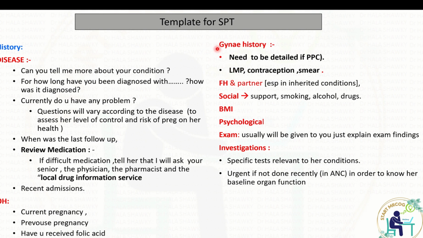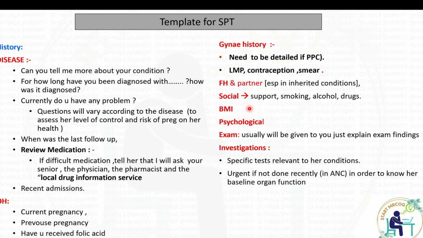However, if it is a preconceptional counseling station, it should be asked in detail, because you evaluate her fertility by asking about the last period and the method of contraception, because if the patient is not ready for the pregnancy, she needs to continue on the contraceptive method. Smear history is also important, as a preparation for pregnancy. Family history and partner history are important if it is a genetic condition.